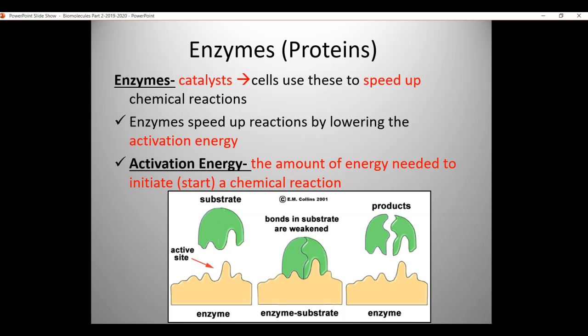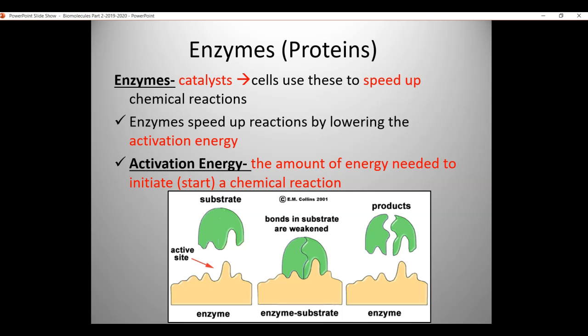All right, so enzymes, again, are catalysts, and cells use these to speed up chemical reactions. Enzymes speed up reactions by lowering what we call activation energy. The activation energy is the amount of energy needed to initiate or start a chemical reaction. Generally, they end in ACE or ASE. So just like with carbohydrates or sugars, they ended in ose, like glucose or lactose. Well, if you see one that is lactase, that means it's an enzyme that breaks down lactose.